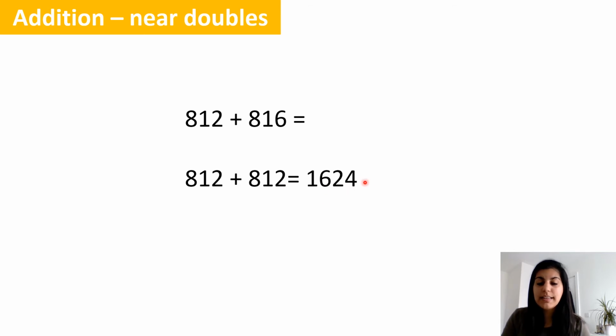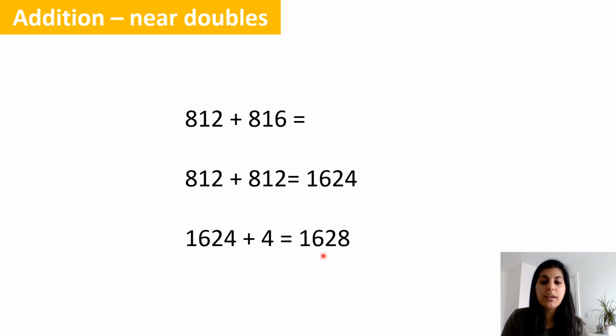What do you think needs to happen to my answer? Well done. I need to add those 4 more ones to get my ones up to 6. And 1624 add 4 is 1628. Okay, so we've had a look at our addition strategies.